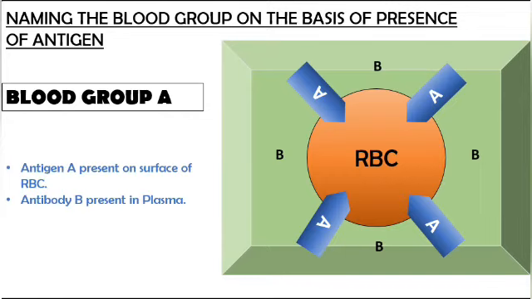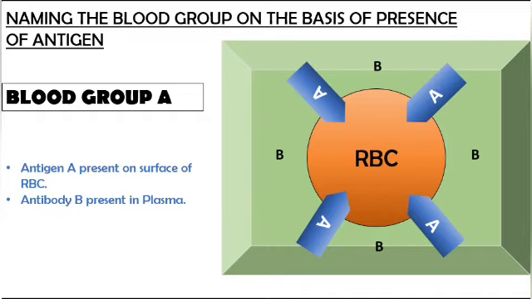Now see this, antigen A is present on the surface of the RBC and antibody B is present in the plasma. Now let me clear a very small thing here, why antibody B is present in the plasma. Antibody B means against B. This antibody B is going to work against the antigen B, because in the blood of this person, the antigens present on the RBC are A.